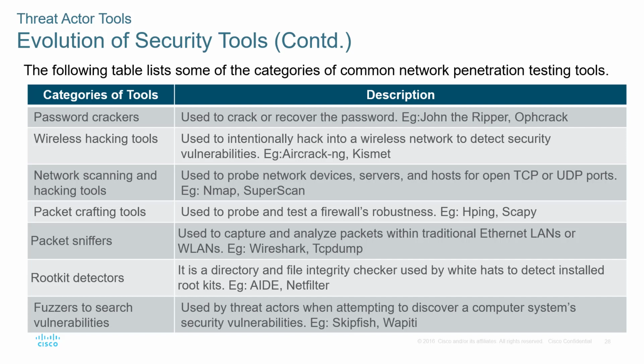So we can have tools like password crackers. That's going to be like John the Ripper. We can have wireless hacking tools. That's going to be things like Kismet or Aircrack-ng. Our reconnaissance tools or our scanning tool. That's going to be like Nmap. We can have packet crafting tools. That's going to be like Hping or Scapy. We could have sniffers like Wireshark. Rootkit detectors. That's going to be things like our Netfilter. We could have fuzzers to search for vulnerabilities. That's going to be like Skipfish.